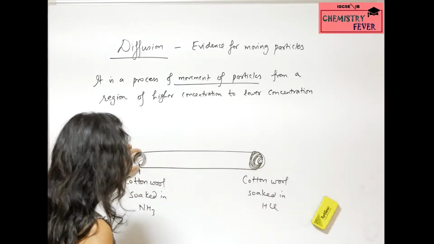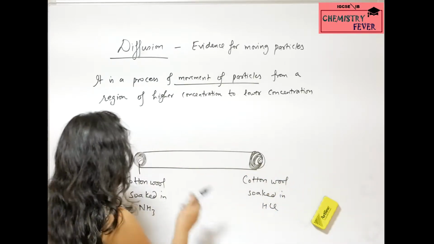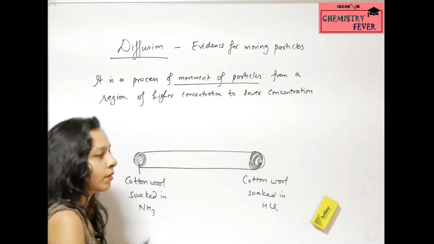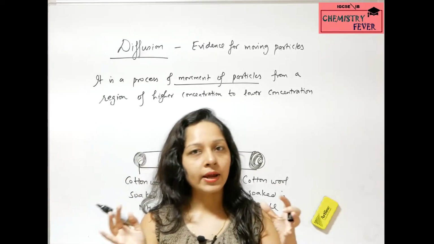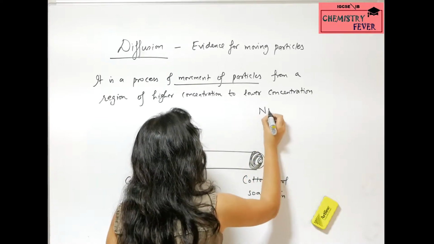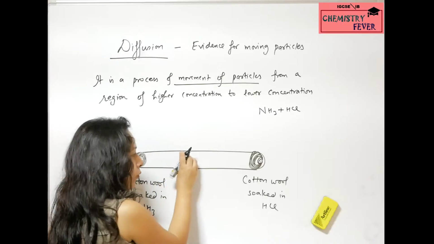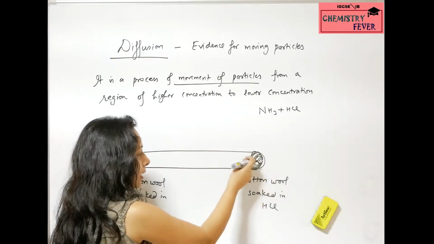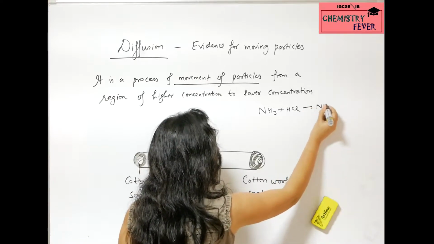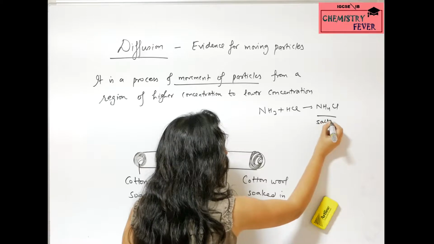So here there is higher concentration of ammonia, here there is higher concentration of HCl. Now ammonia particles will diffuse from here and the HCl particles will diffuse from here, right? And when these two mix up, see what will happen. Because ammonia particles are moving from left to right and HCl particles are moving from right to left, as these two come in contact, you will get a salt that's called ammonium chloride salt.